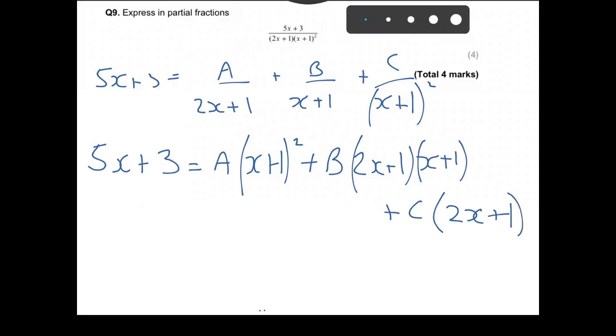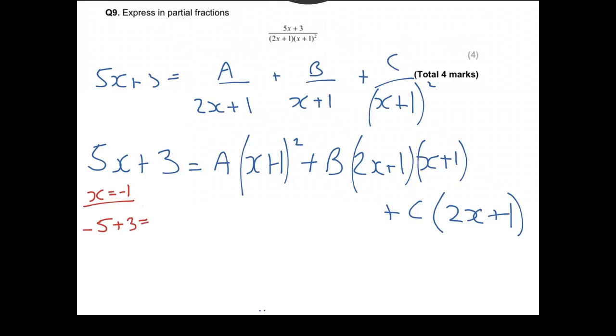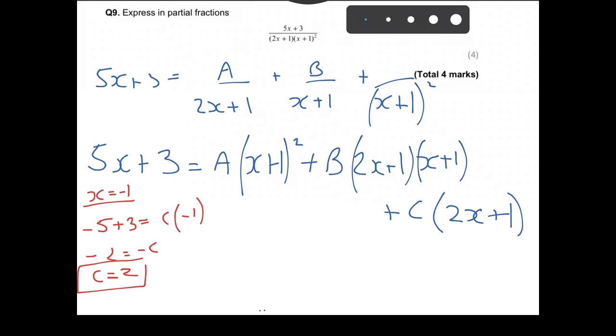All right, now we're going to do some substitutions. So we're going to say x equals minus 1. So we get minus 5 plus 3 equals c times minus 2 plus 1, which is minus 1 there. So we get minus 2 is minus c, so c equals 2. So I can put that up top there right now.